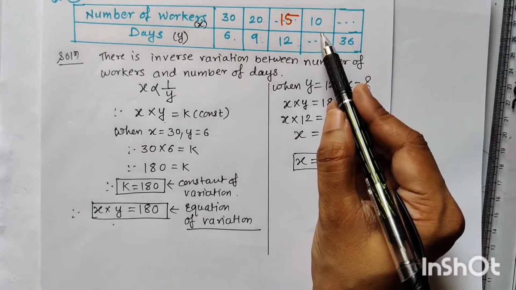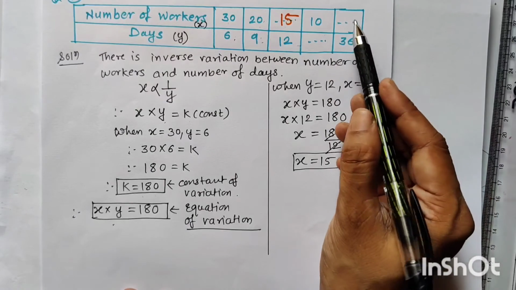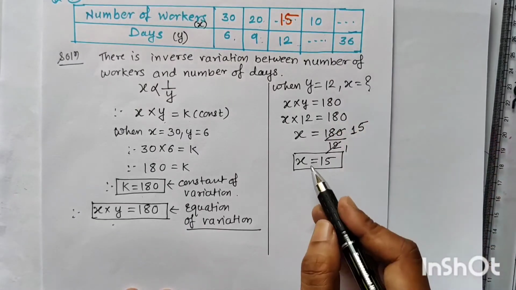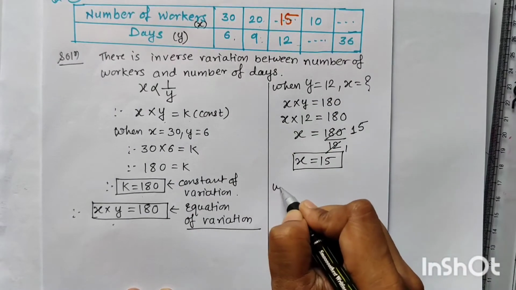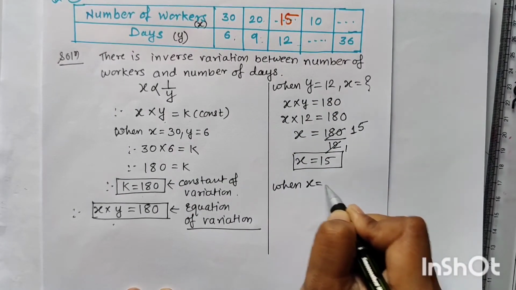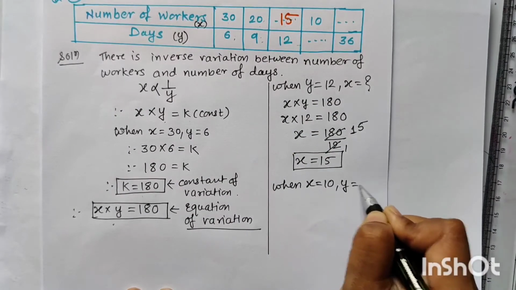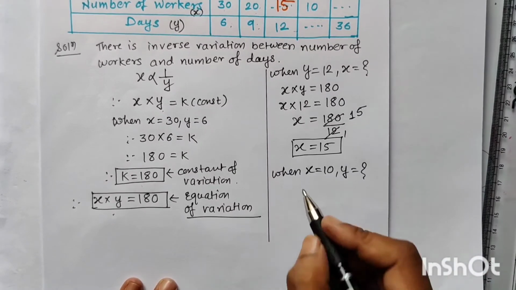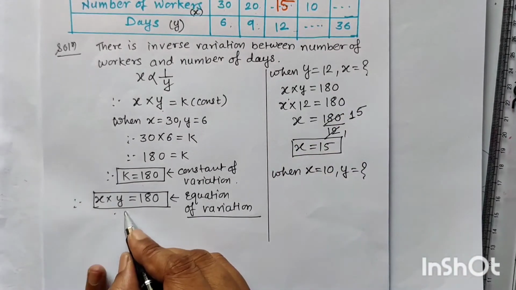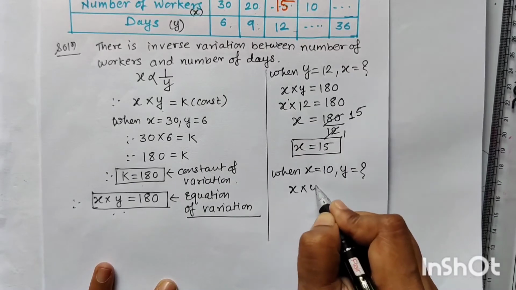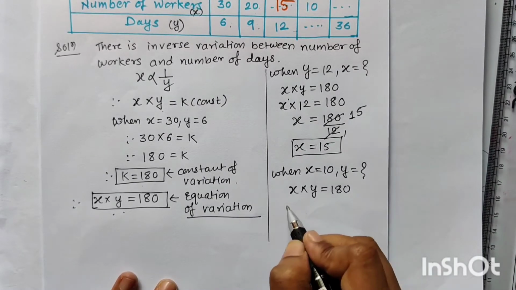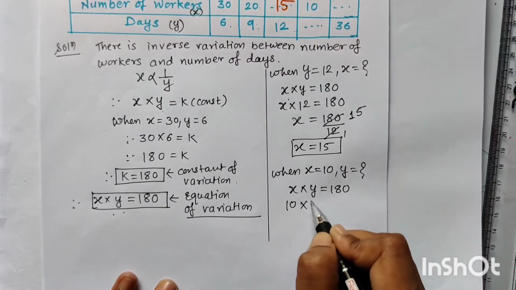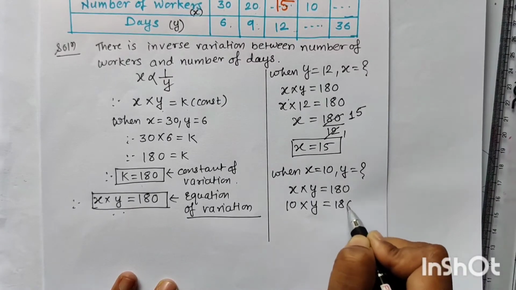Now see the second, this is fourth column. Next last column you all solve on your own. What is there? X is equal to 10. When x is equal to 10, we have to find y is equal to how much? Correct. So again what we have to do? We have to write the equation of our sum. X into y is equal to 180. X is 10. Y we have to find out.